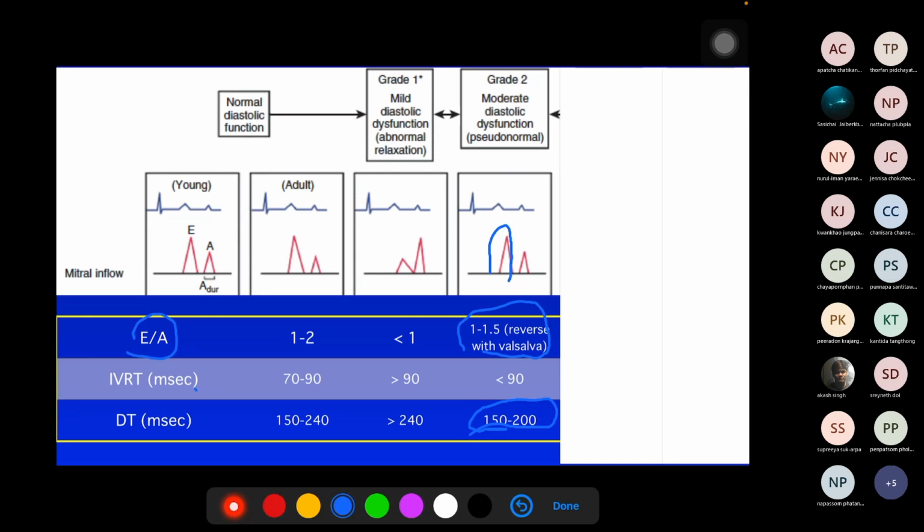Okay, the grade 2, this is a continuous process. If the patient has some pathology without any correction, this continuous process will go on and on, when the grade 2 progresses to the grade 3.